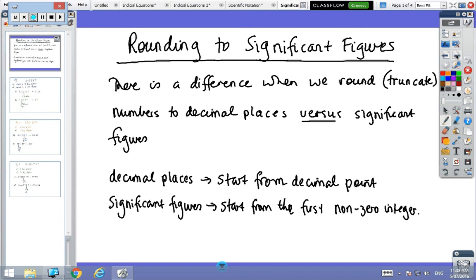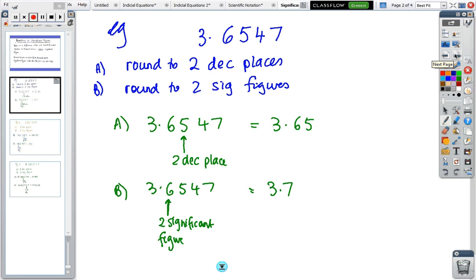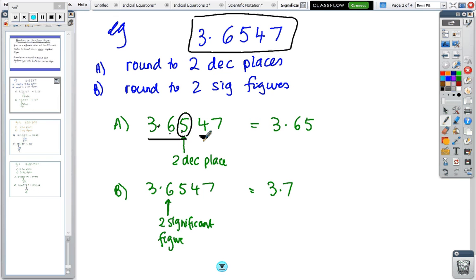Okay, so we've got a number 3.6547. That's just straightforward, and I want to round to 2 decimal places, or in the second one, 2 significant figures. So if you write the number out again, this is the decimal place, so you count 2, so there's the 2 decimal places. So we're going to round to 3.65, but we look at the next number, which is less than 5, so 3.65 stays the same. If this number had been 5 or bigger, then we would round up to 3.66.